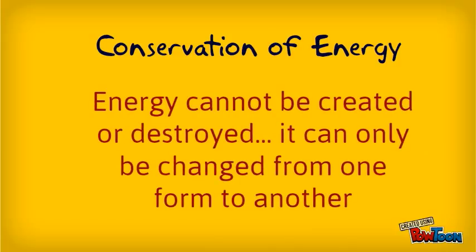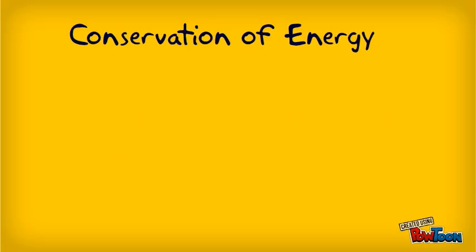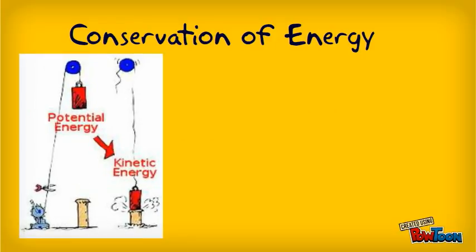We now move on to the conservation of energy, and this is used everywhere in physics questions. And essentially this states that in a closed system, energy cannot be created or destroyed. It can only be changed from one form into another. Let's look at an example of this.